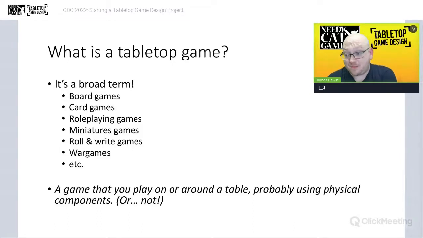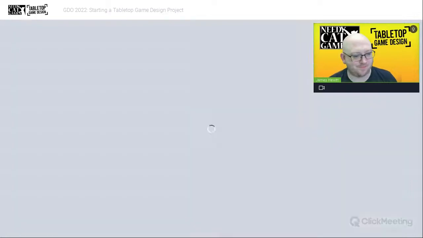So this process will work for any sort of tabletop game, really. There may be some bits that apply more than others. But in short, we're looking at any games that you can play on or around a table, maybe with some other people, maybe with physical components, maybe not. The definition is all over the place. If anyone can think of a good term for it, let me know on Discord later.